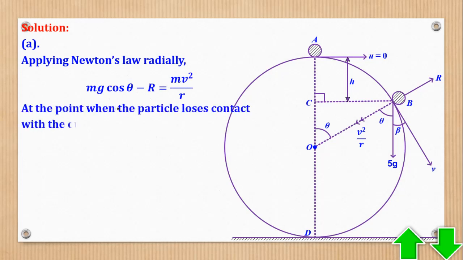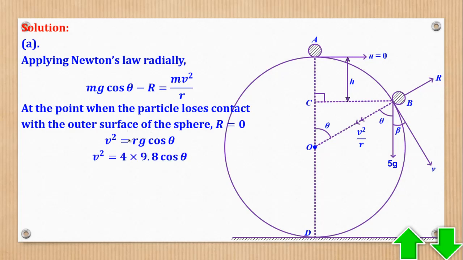Then at the point where the particle loses contact, we already know that R is equal to 0. So we substitute, and we'll come up with this. We already saw that. Then substitute for r and for g, and you will come up with this as equation 1.